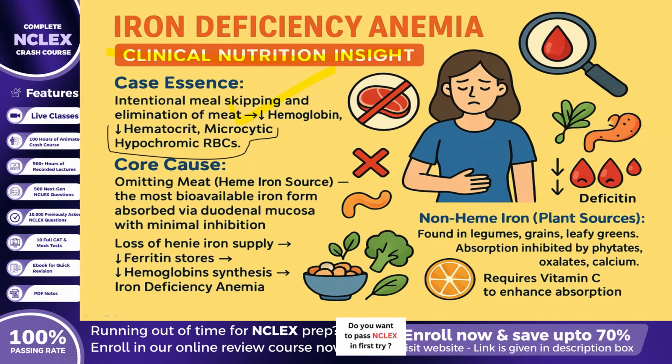In contrast, plant-based foods such as legumes, grains, and leafy greens contain non-heme iron, which has lower bioavailability and is affected by inhibitors like phytates and oxalates. Therefore, when a person eliminates meat from their diet, whether due to fasting, personal choice, or restrictive eating, the major source of heme iron is lost.